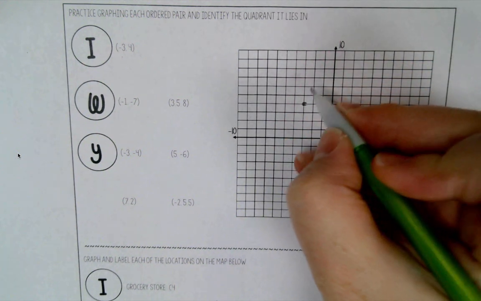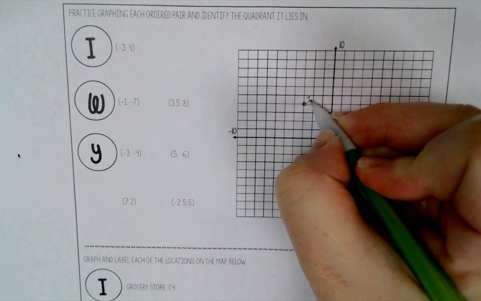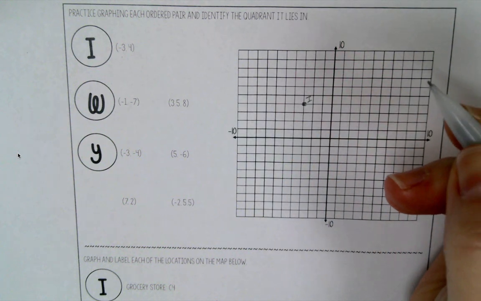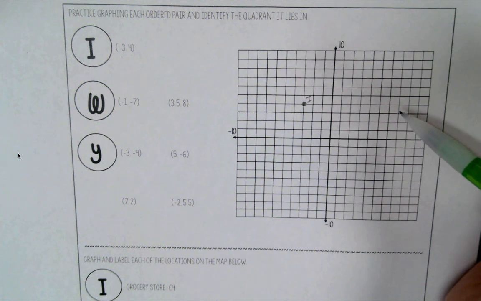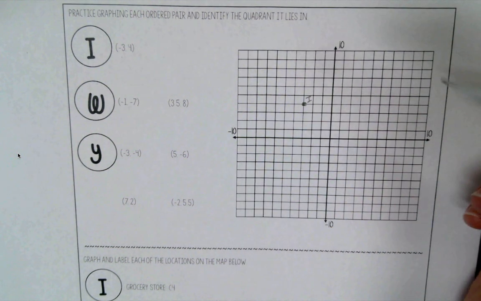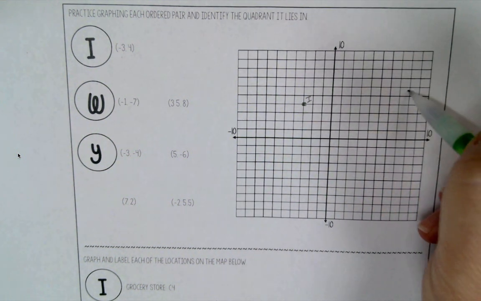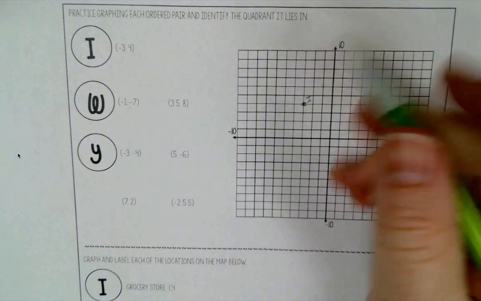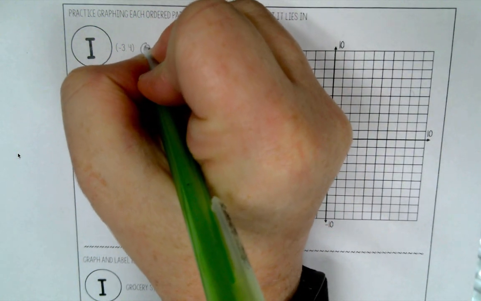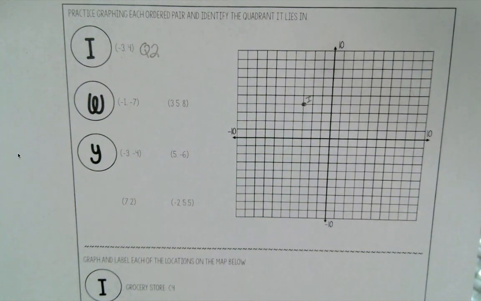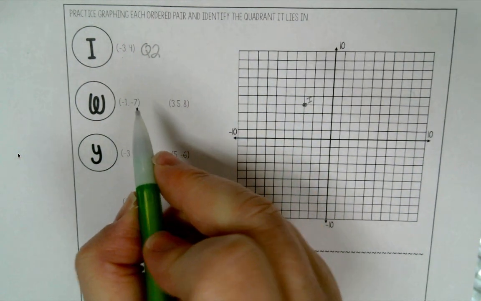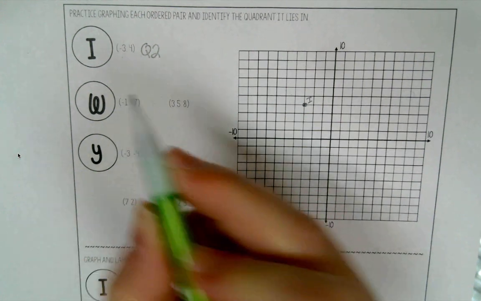Okay, and we're going to call that I do. All right. Now, once it has landed, looking at my visual aid, I know this is quadrant 1, this is quadrant 2. So I'm going to put Q2, quadrant 2.